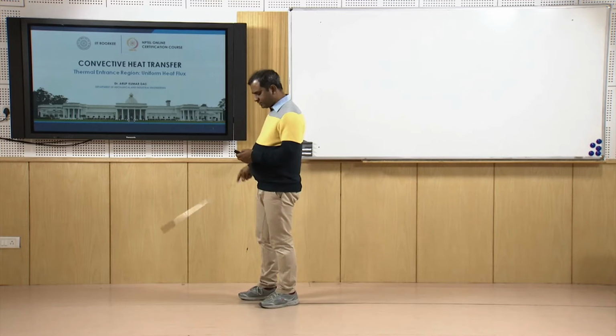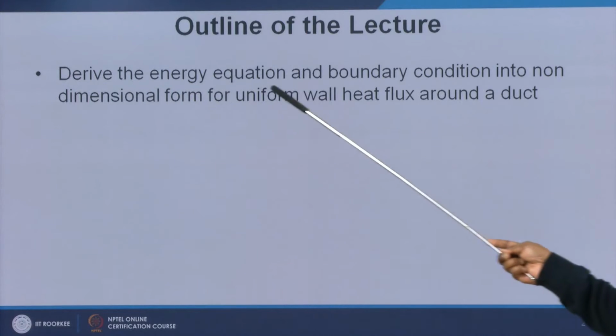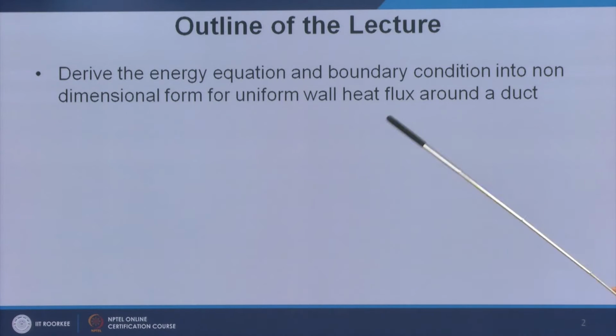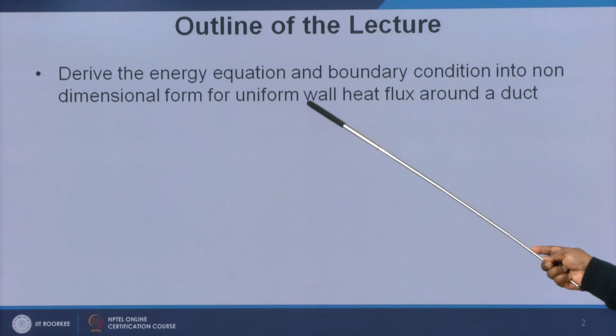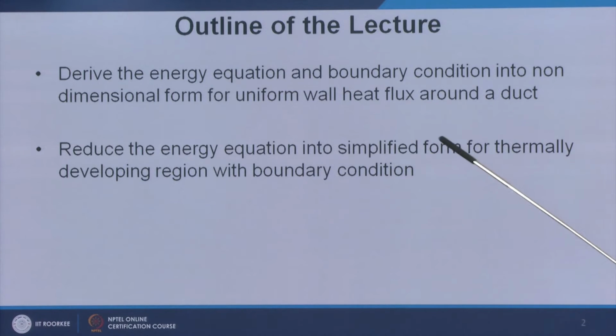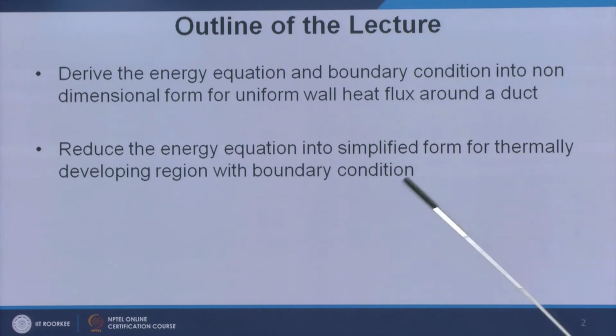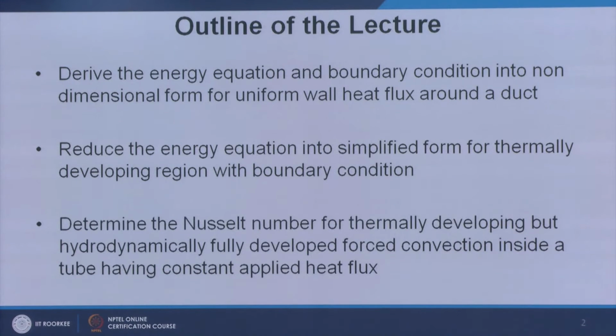with uniform heat flux. Let me first show you the outline we will be following in my lecture. First we will be deriving the energy equation and boundary conditions in the form of non-dimensional numbers for uniform wall heat flux around a duct. Then we will be reducing those energy equations into simplified form for the thermally developing region, that means the entrance length, along with the necessary boundary conditions which will be evolving from the constant heat flux boundary condition. Then we will determine the Nusselt number for thermally developing but hydrodynamically fully developed forced convection inside a tube having constant applied heat flux. We will be finding out the Nusselt number. So let us go inside this.